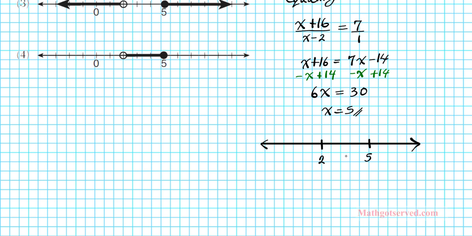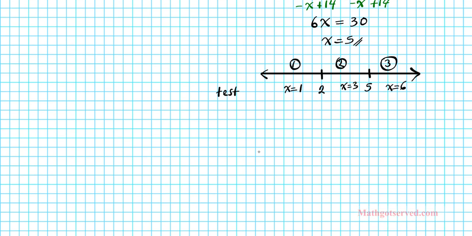So since we have 2 boundary points, that means we have 3 intervals. Interval 1, interval 2, interval 3. For each interval, we're going to test values of x for our inequality. Interval 1, what is a number that's less than 2? How about we pick 1? Interval 2, a number between 2 and 5, we can use 3. Interval 3, a number that's bigger than 5, we can use 6. Okay? All right, now let's do our test.